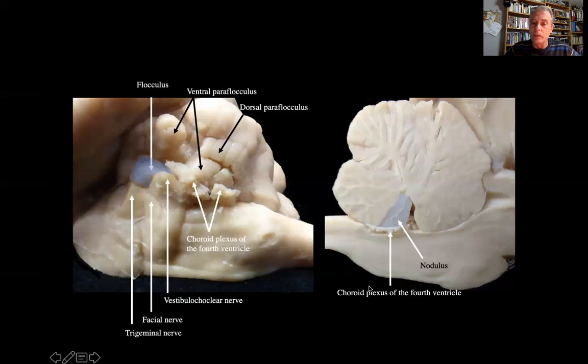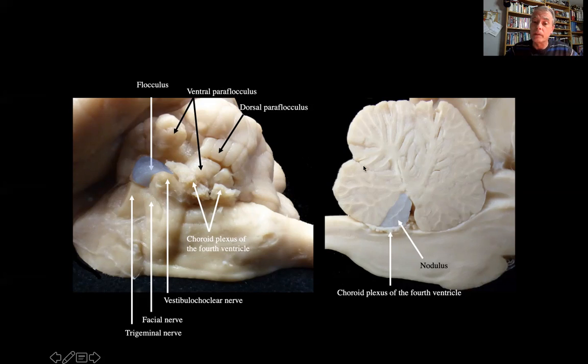Then on the right, we have a midplane section of the vermis of the cerebellum. As you see, the cerebellum sits on top of the pons and medulla oblongata. Here we identify the choroid plexuses of the fourth ventricle. Remember that the cerebellum is not just inside the ventricle. There is a thin lamina here, the rostral and caudal medullary velum. And also here, the choroid plexuses are inside the fourth ventricle.